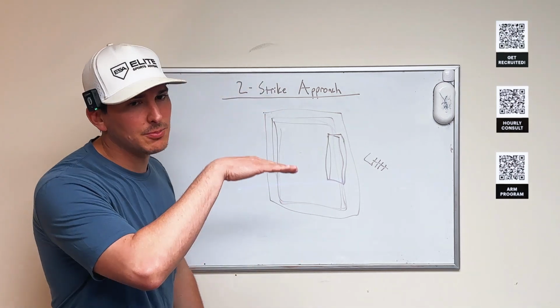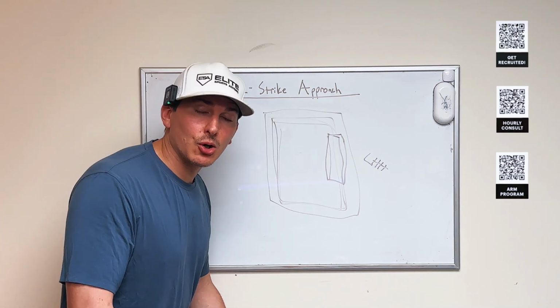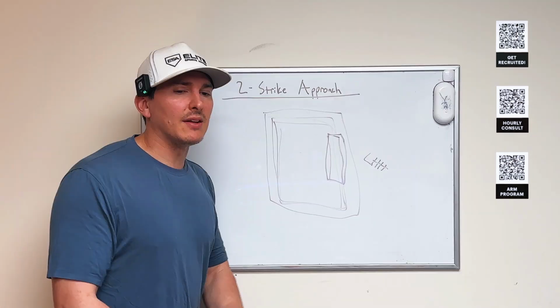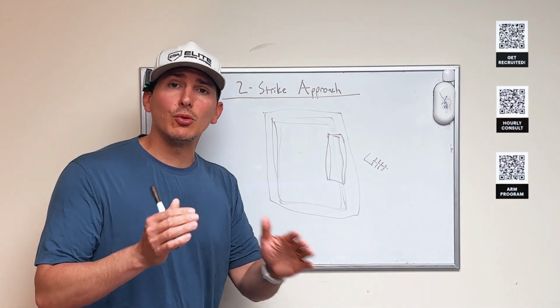If he calls a pitch an inch above the zone, I say, hey, is that top of the zone? Bottom? Is that inside corner? Is that as far as you'll go? Right? These are questions that aren't argumentative. You're just trying to get a feel for where his zone is.